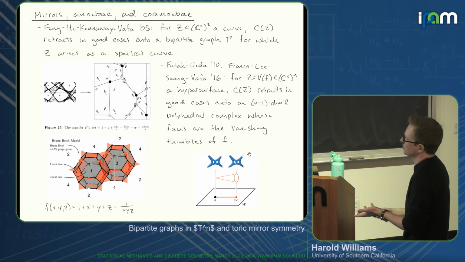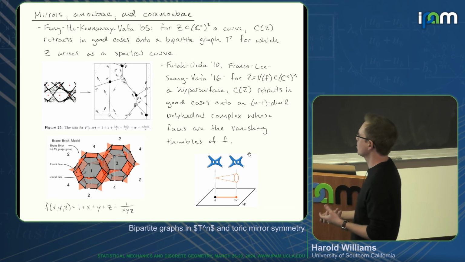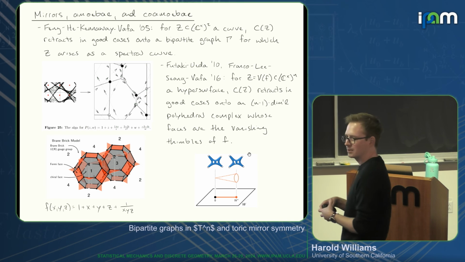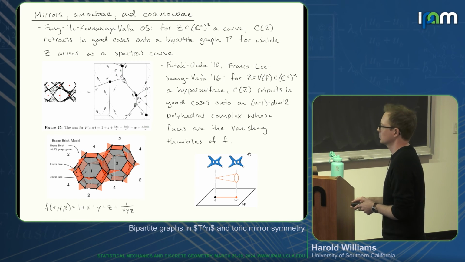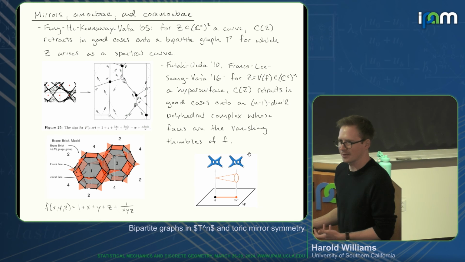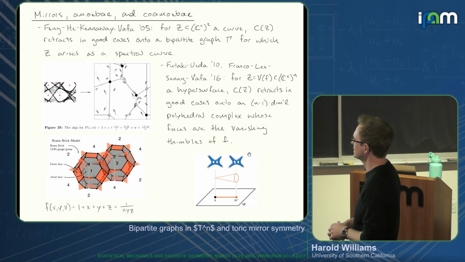And the general principle is that this generalizes to higher dimensions, where if I have a hypersurface in (C*)^n, and let's say that it's the vanishing locus of some polynomial f, then again, in good cases, the coamoeba will retract onto an (n-1)-dimensional polyhedral complex, which again, you can do some experiments with to see that something like that seems reasonable. In particular, Futaki and Ueda, really being mathematicians, made some precise statements.